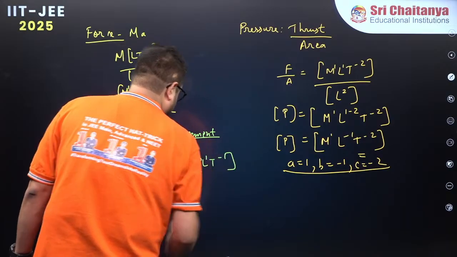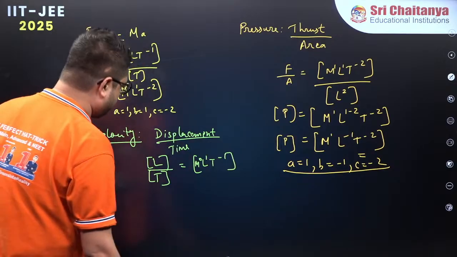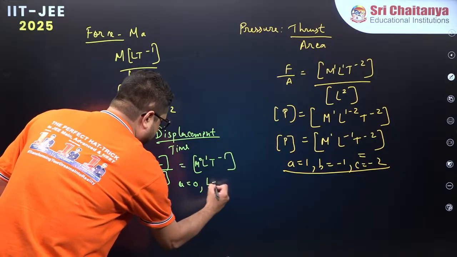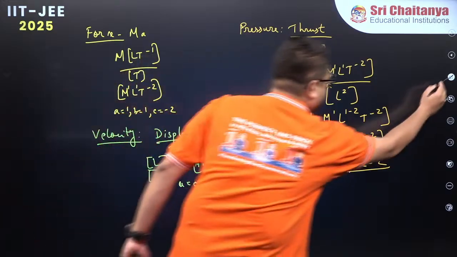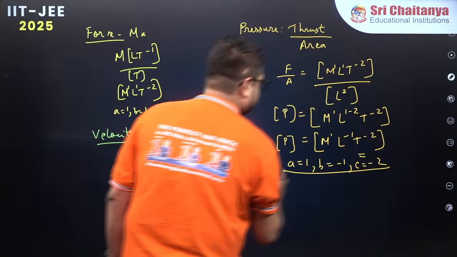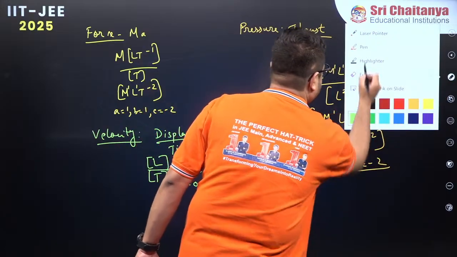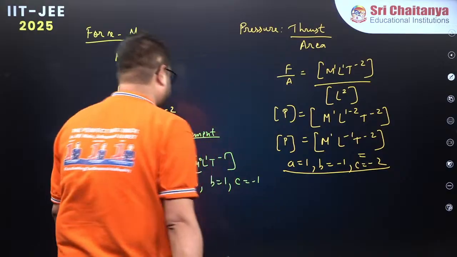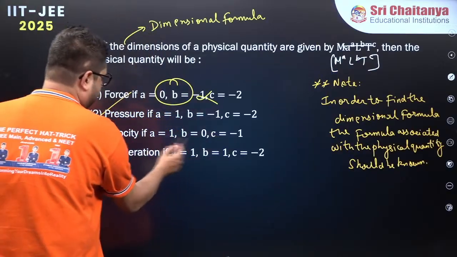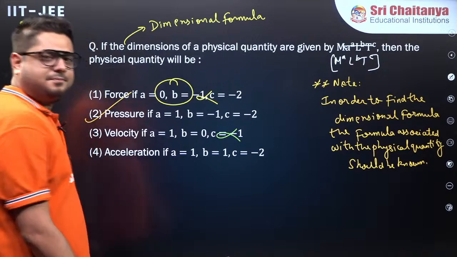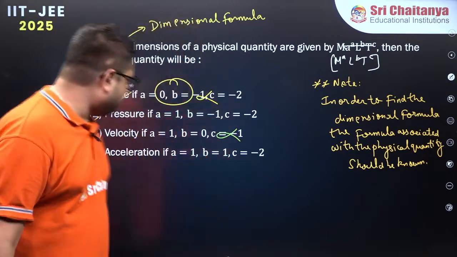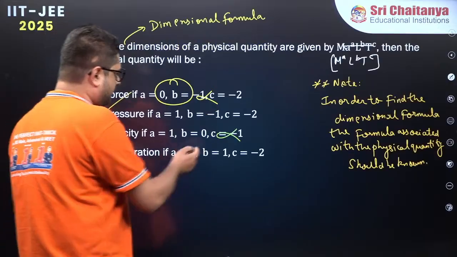So M0 L1 T to the power minus 1 will be the dimensional formula for velocity. Over here what we are having, A is 0, B is 1, isn't it? We are getting the value of B as 1, everyone. And C we are getting as minus 1. Is it matching? A 1, B 0, C minus 1. Incorrect. Once again we are getting this to be incorrect, isn't it? Now what we are having is the acceleration, the last one.